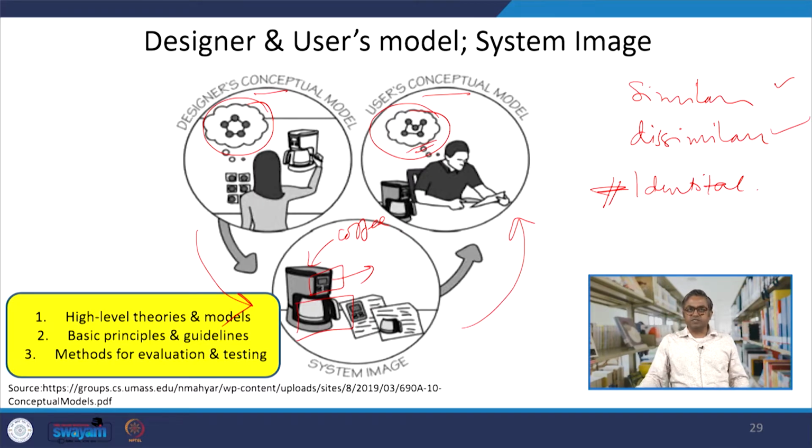These are basic principles. What should be the color? What should be the signal of error? What should be the signal of malfunctioning?